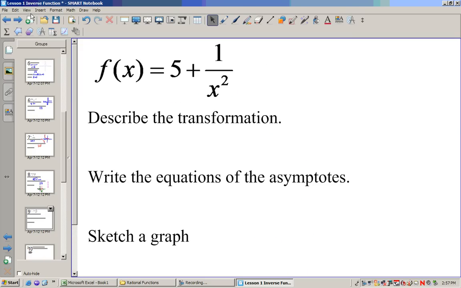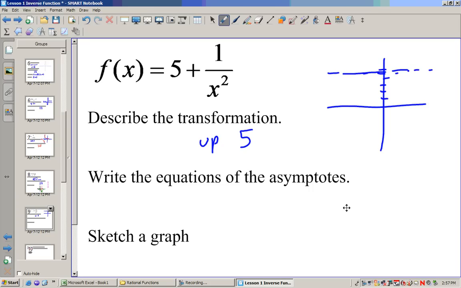All right, try this one. This transformation moves it up 5. Equations of the asymptotes are going to be y equals 5, and x equals 0, and it's going to be x squared, so it's going to come down from the top and go towards my asymptote.